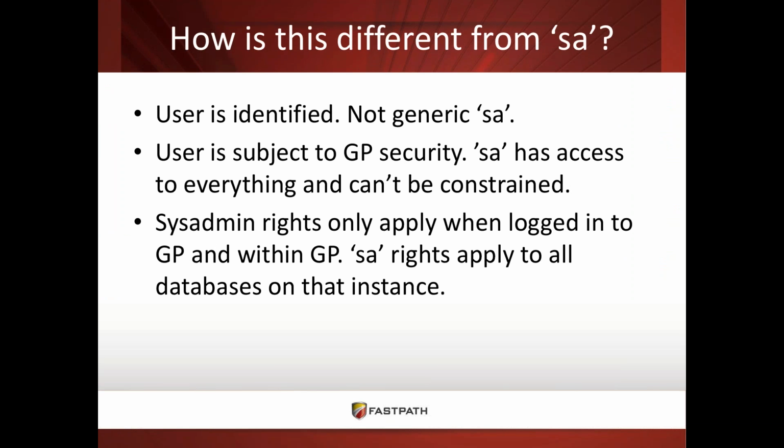So how is this different from just using SA? So for starters, the user's identified. So if you're using any login tools like Audit Trail from Fastpath, or even just the basic activity logging inside of GP, you can see what user logged in rather than a generic SA. If somebody does something inappropriate, you won't be trying to figure out which of the 8 people that have the SA password were the ones that did it. Were there other people who have the SA password and we just don't know who they are? So being able to identify users is really important.